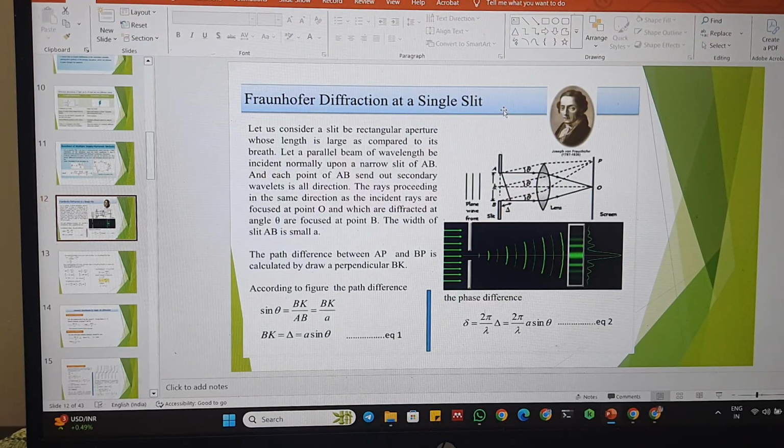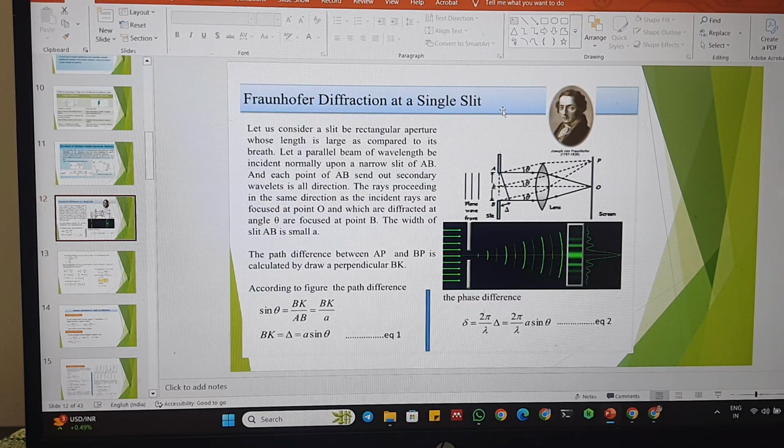After the small video, we are coming to Fraunhofer diffraction at a single slit. And there is one more kind of slit in Fraunhofer diffraction, that is the double slit, and the N slit also is there. In Fraunhofer diffraction, there are single slit and double slit types.